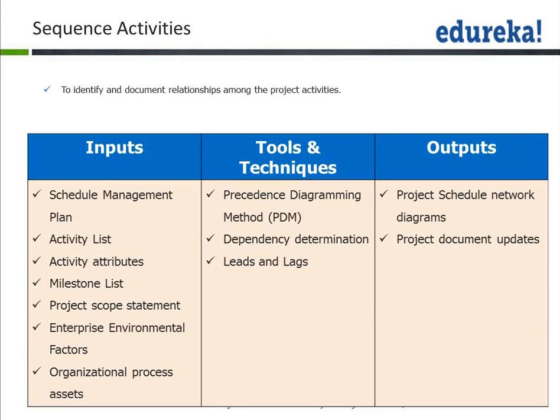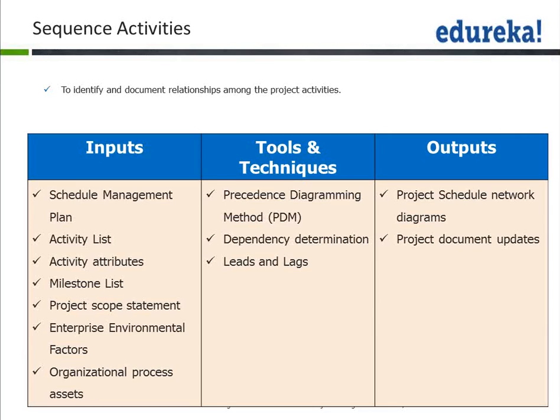The inputs are the schedule management plan, activity list, activity attributes, and milestone list. Milestones are actually activities with 0 days. That means milestones represent the completion of a deliverable. Other inputs are the project scope statement, EEF and OPA.